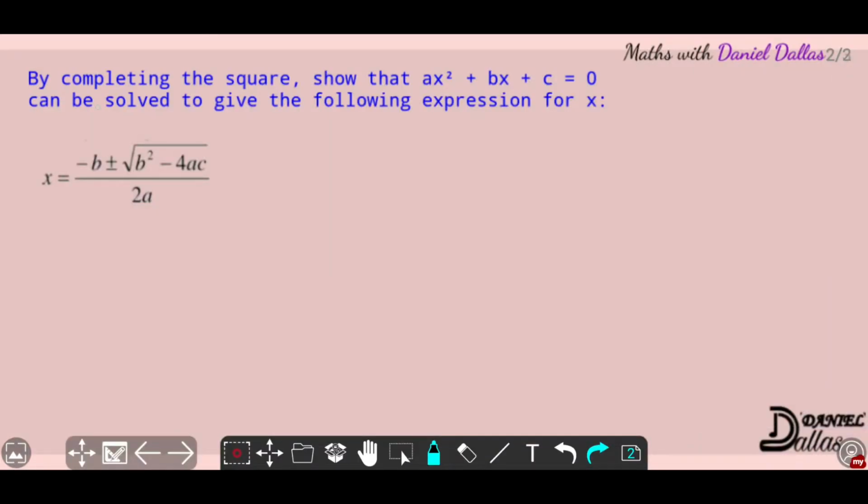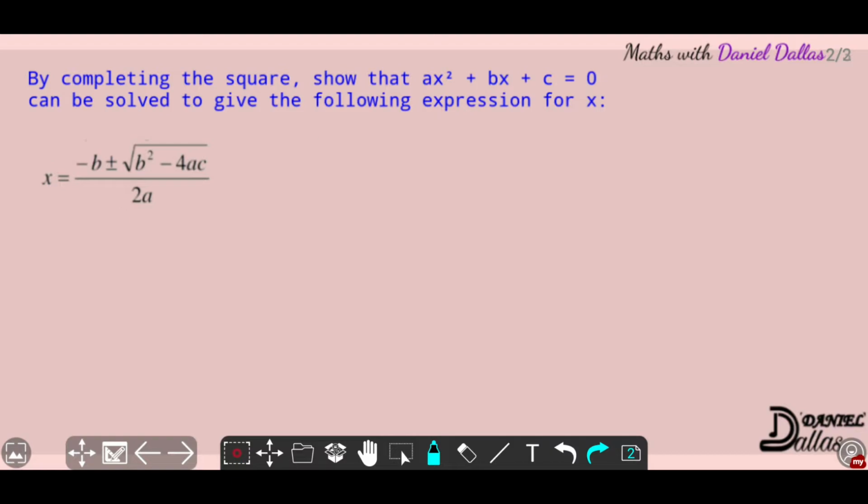In this assignment, by completing the square, we need to show that x squared plus bx plus c equals 0, basically a quadratic equation, can be solved to give the following expression for x, basically the solution for x. So x can be found using this formula. That is what is known as the quadratic formula, alright? So how to derive that? I'm going to use completing the square, as according to the assignment.